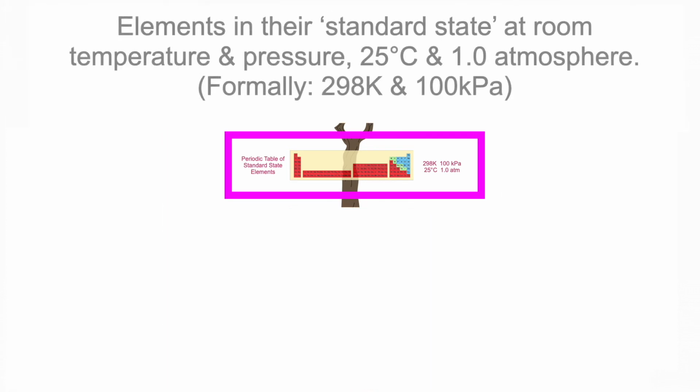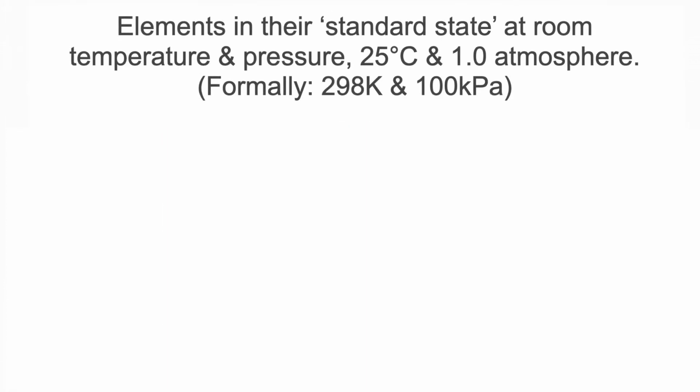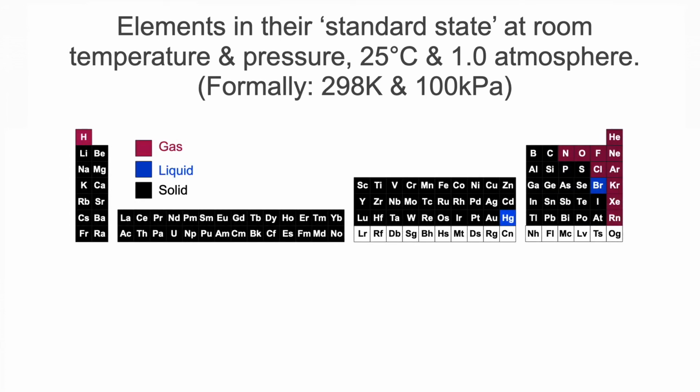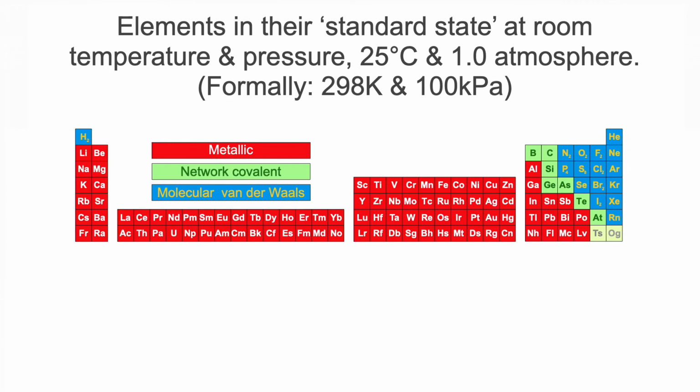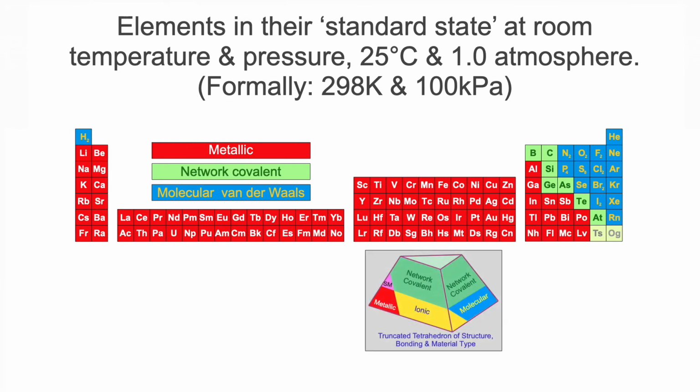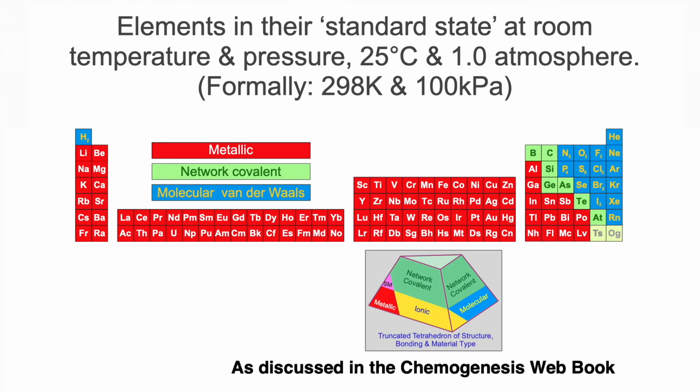This is the elements at 25 degrees C, 1 atmosphere pressure, formerly 298 kelvin, 100 kilopascals. Elements present as gas, liquid and solid in this periodic table. They present as metals, metalloids and non-metals. And we can also view them as presenting as metallic materials, network covalent materials or molecular van der Waals materials. There's far more about this topic in the Chemogenesis Webbook, link in the description below.